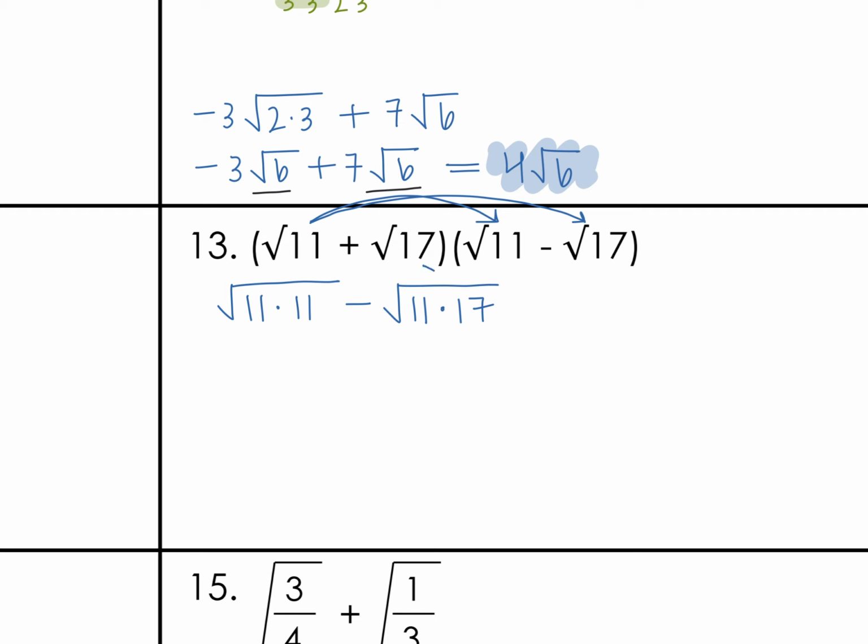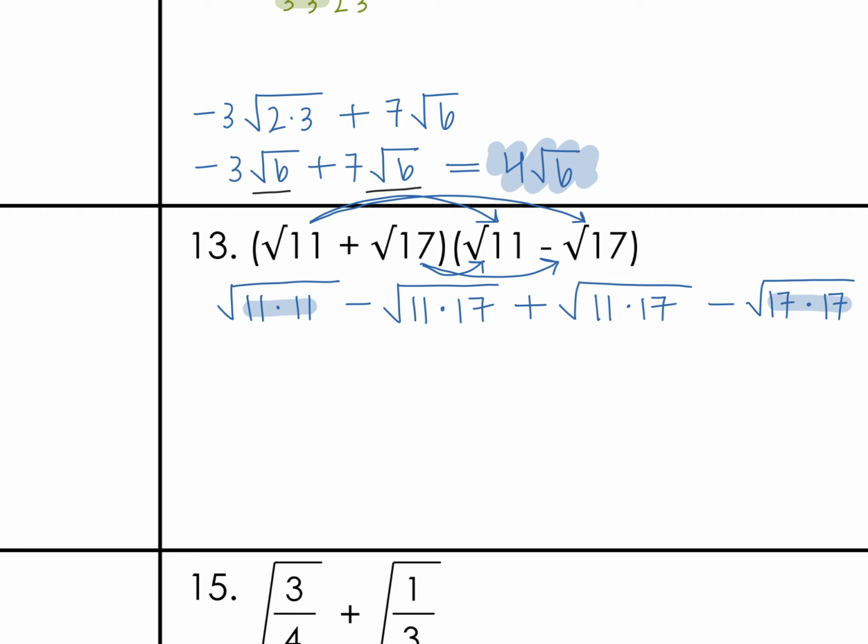Then we'll get that same thing here, but this time we got a positive times a positive. So plus the 11 times 17. And then we've got that root 17 times negative root 17. So we'll get another negative. And then we got that 17 times 17. So here we have our pairs here and here. So we're going to pull those out.